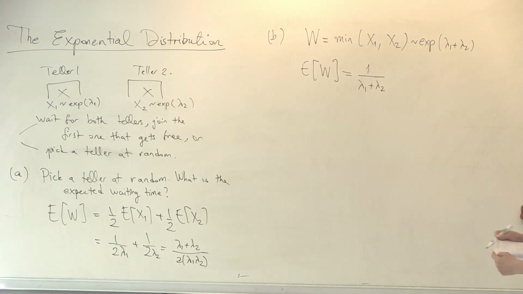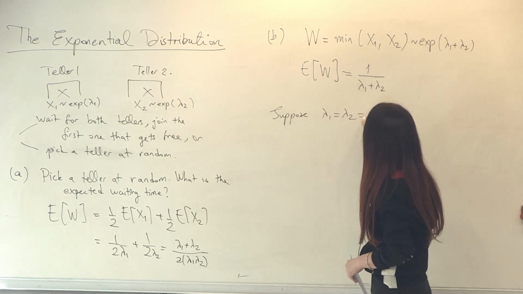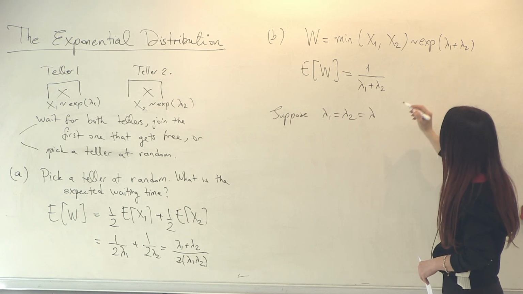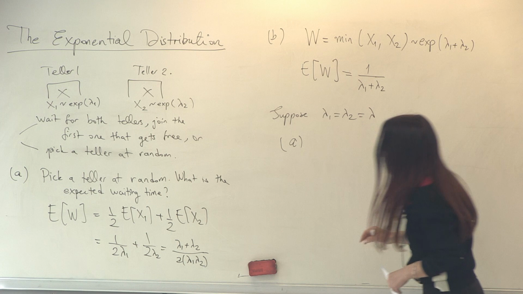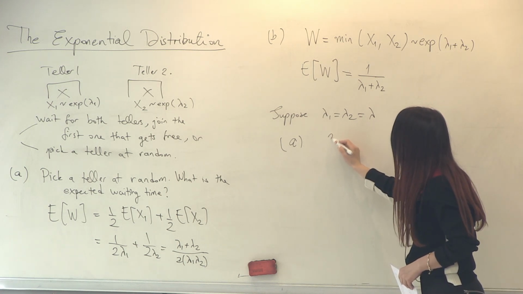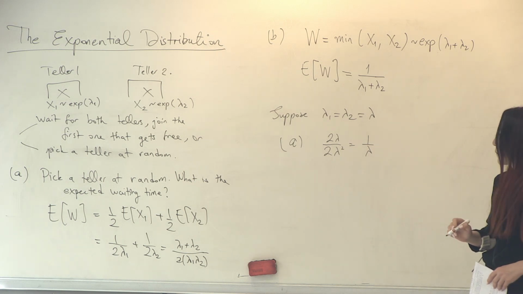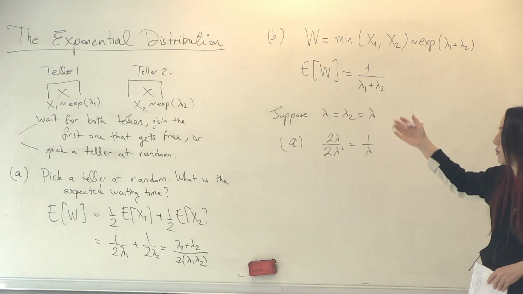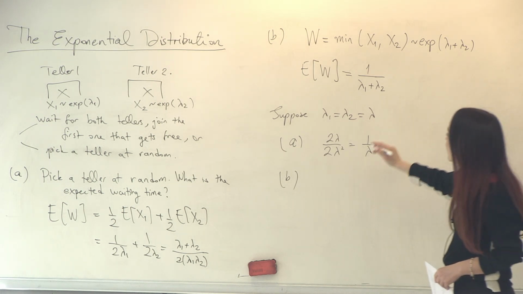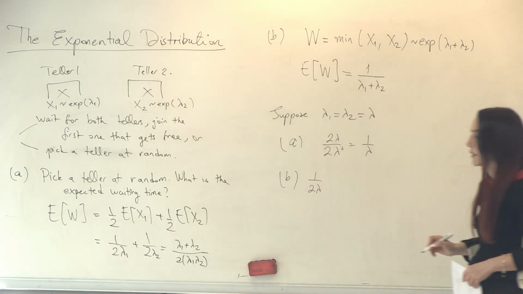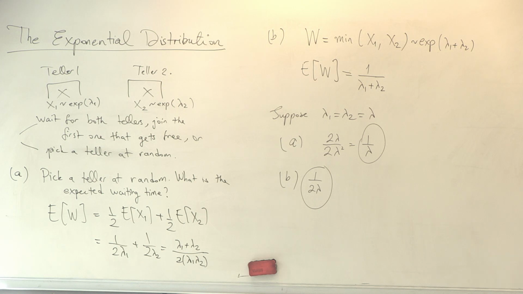So which one is better? Let's, for example, suppose lambda 1 was equal to lambda 2. Let's call it lambda. The answer to part A would be 2 lambda over 2 lambda squared, which is 1 over lambda. Which makes sense, right? Because you're picking one at random and they're identically distributed. How about part B, in this case? 1 over 2 lambda. 1 over lambda versus 1 over 2 lambda. So that clearly shows that the second strategy is better.